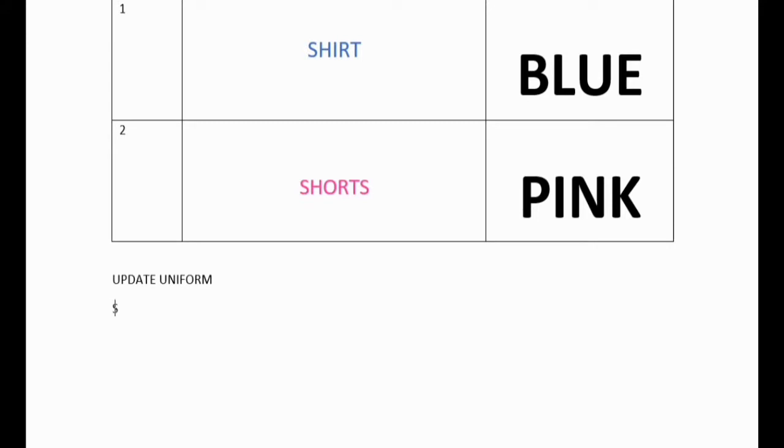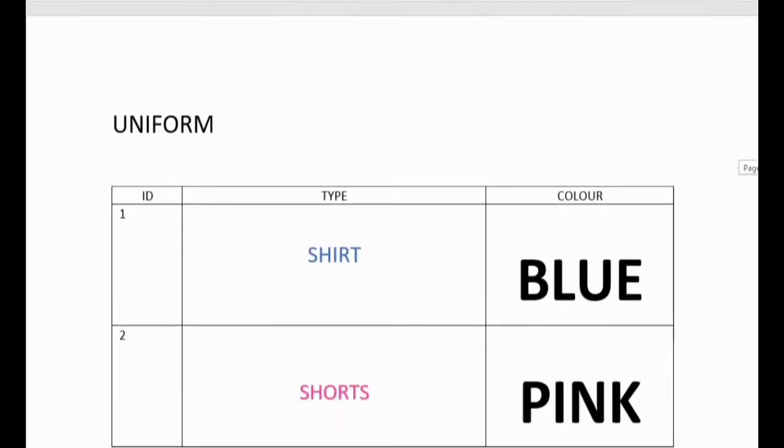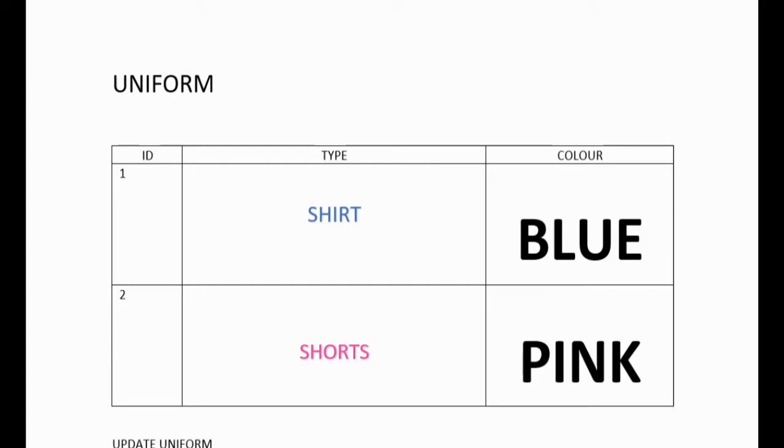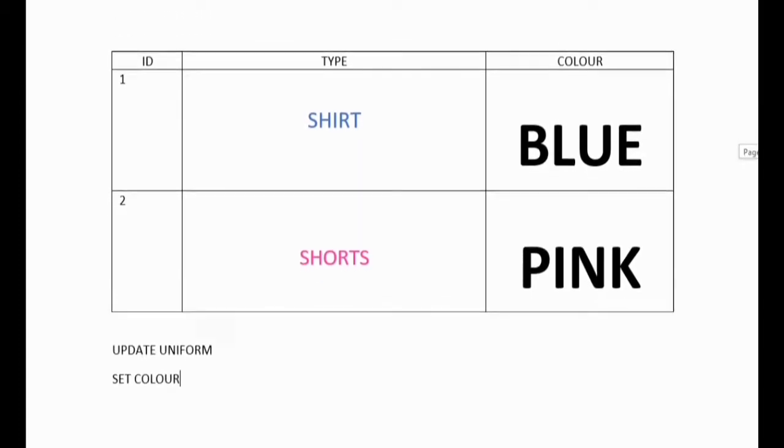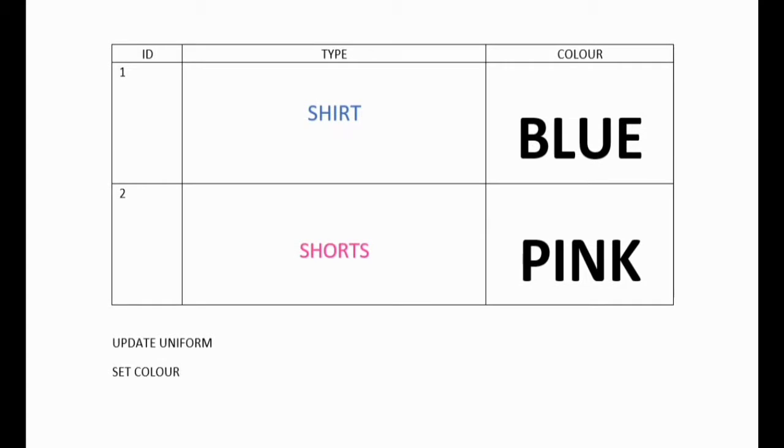Now it says set color. In set color, SQL will quickly know that we are going to change the color section of our database. So SQL will identify that we are going to change the color in the database. So change the color to what? Then we say maybe yellow.